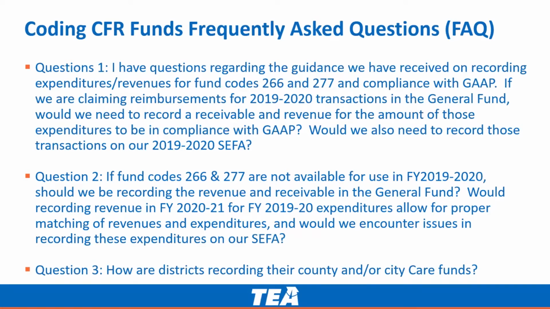And then question 2 is, if Fund Codes 266 and 277 are not available for use in 1920, how should they be recording the revenue and receivable in the general fund, and does recording revenue in fiscal year 2021 for 1920 expenditures allow for proper matching of revenues? And would we encounter issues recording these expenditures on our CFA? The final one is, how are districts recording their county and/or city CARES funds?